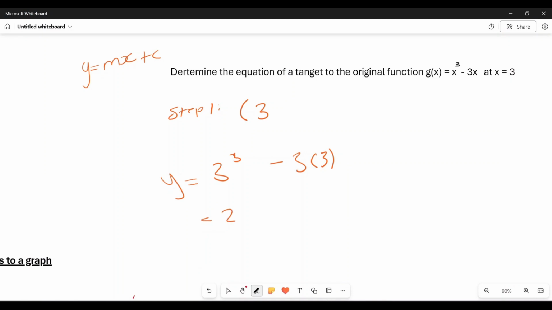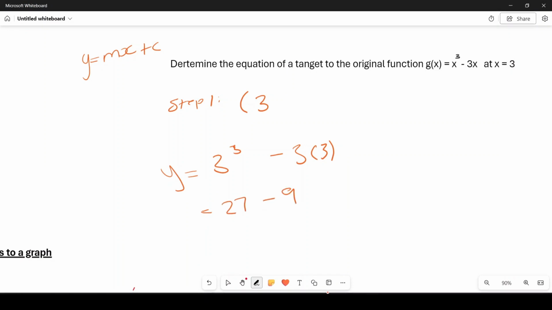Now, 3 cubed is equal to 27. 3 multiplied by 3 is equal to 9. 27 minus 9 is equal to 18. So I know that the y value here will be 18. Now, I did step one, which is finding my point of interception, which is at (3, 18). Now, step two.